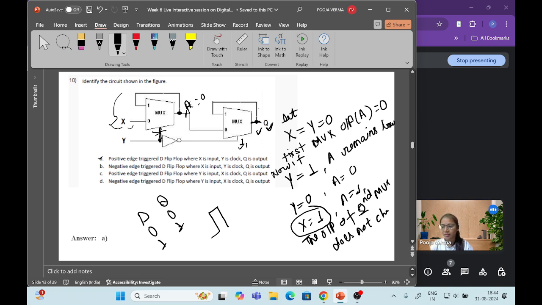Have you got this? On every rising edge, it is following the input.